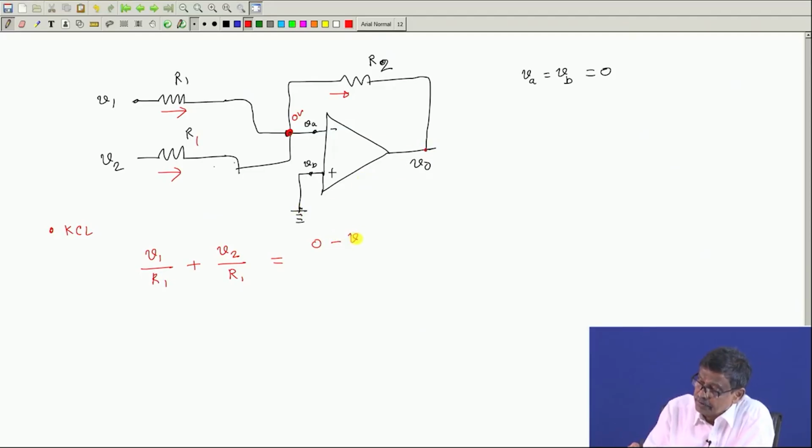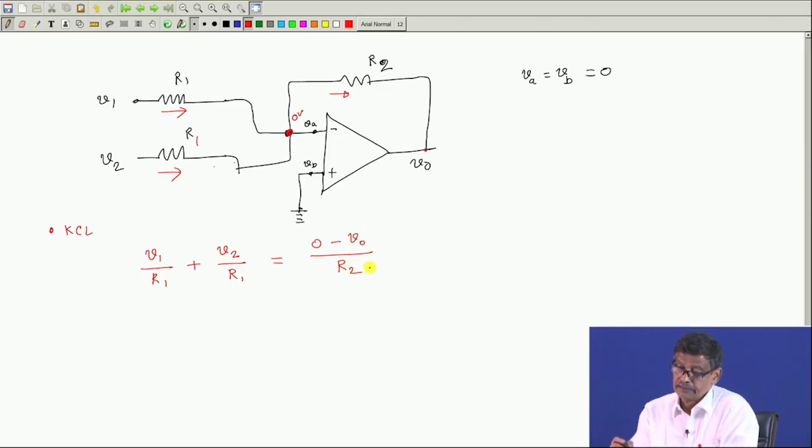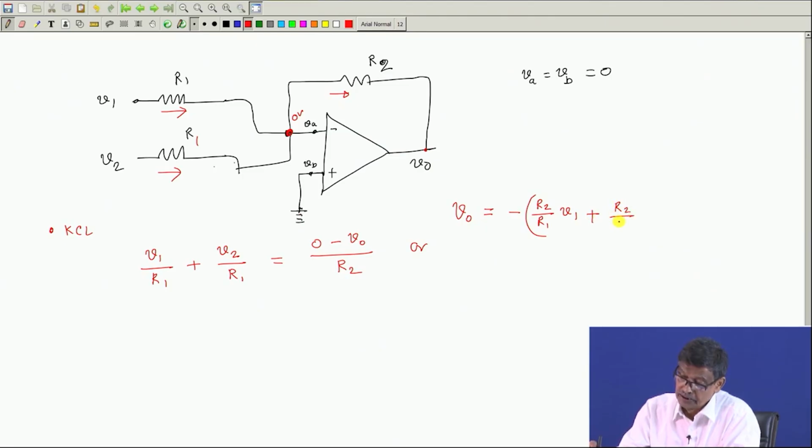So, 0 minus V0 by R2 it will become, or I will say V0 is equal to minus of, if you bring all this thing this side, R2 by R1 into V1 plus R2 by R1 into V2. So, this is equal to minus R2 by R1 into V1 plus V2.